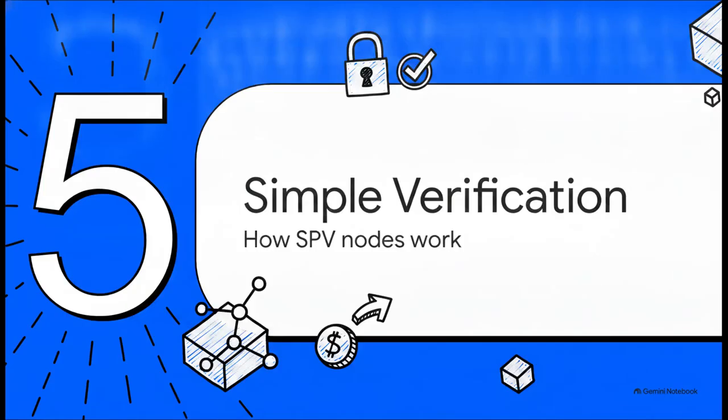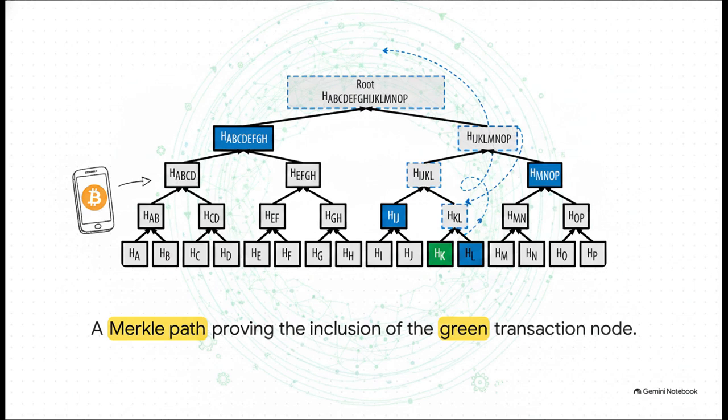Which brings us to Section 5, Verification Made Simple, how SPV nodes work. So why go through all this trouble with the math? Let's look at the practical, real-world application here. This structure enables something called Simplified Payment Verification, or SPV. An SPV node is a lightweight client. Think of a crypto app on your phone. It definitely doesn't have the storage space to download a multi-gigabyte blockchain, but thanks to Merkle trees, it doesn't have to.